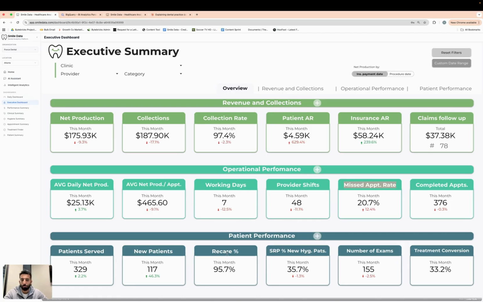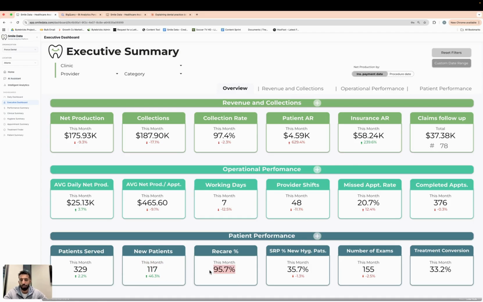Then we also have a patient performance section. We have patients served. This is the performance of how many new patients are coming in, and which patients have already been served. This is actually reflecting a very healthy number at 46.3%. This means a lot of money that's been invested into the marketing campaigns for the dental practice is effectively being utilized, and a lot of new patients are coming in.